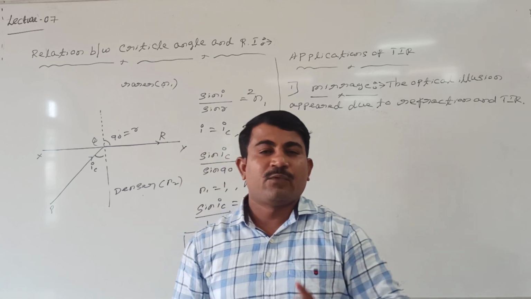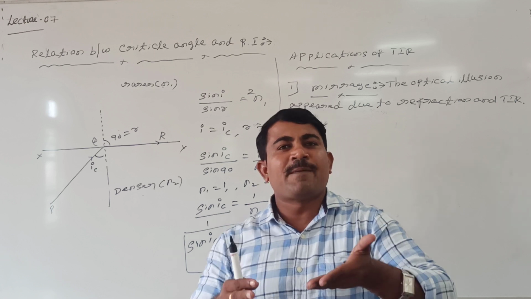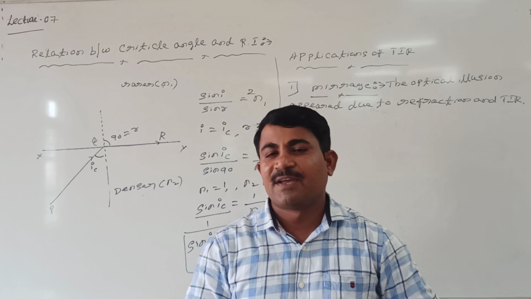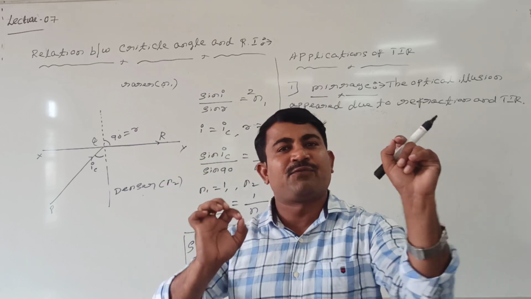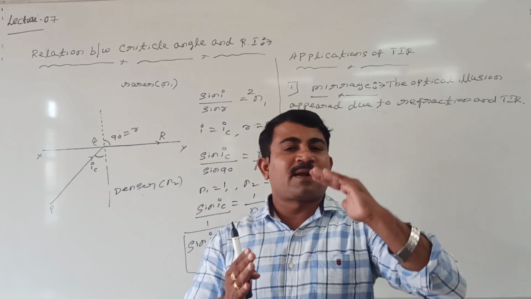We know that near the Earth's surface the temperature is very high. Due to the very high temperature on the earth's surface, the refractive index is smaller, because refractive index mainly depends on temperature. As temperature increases, refractive index must decrease, right? So the earth consists of different layers.